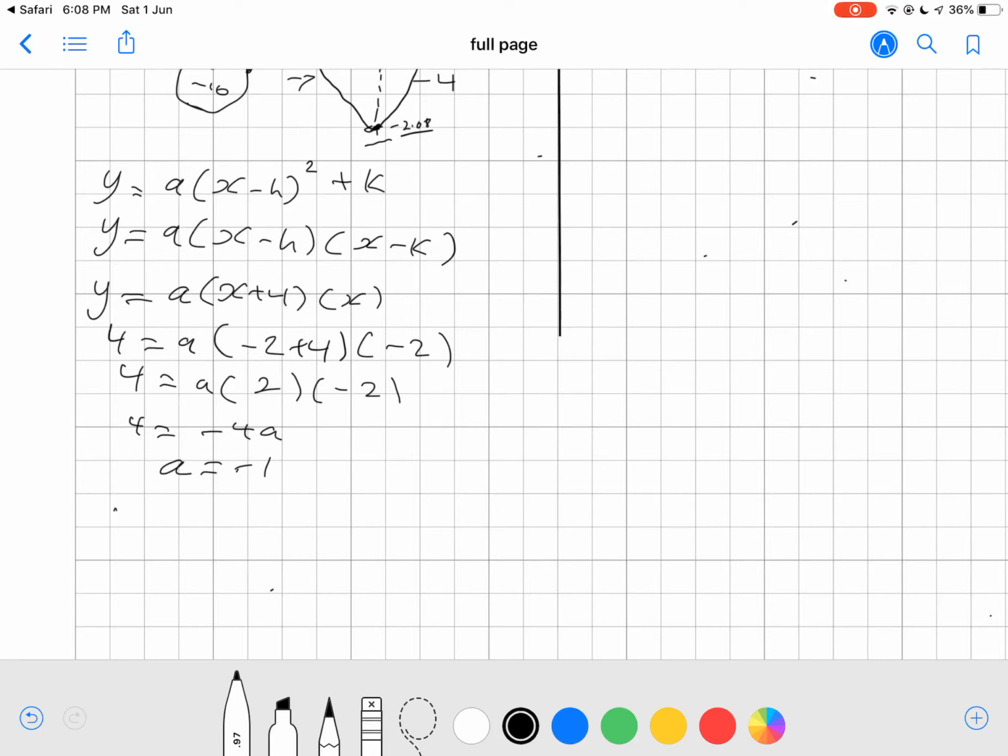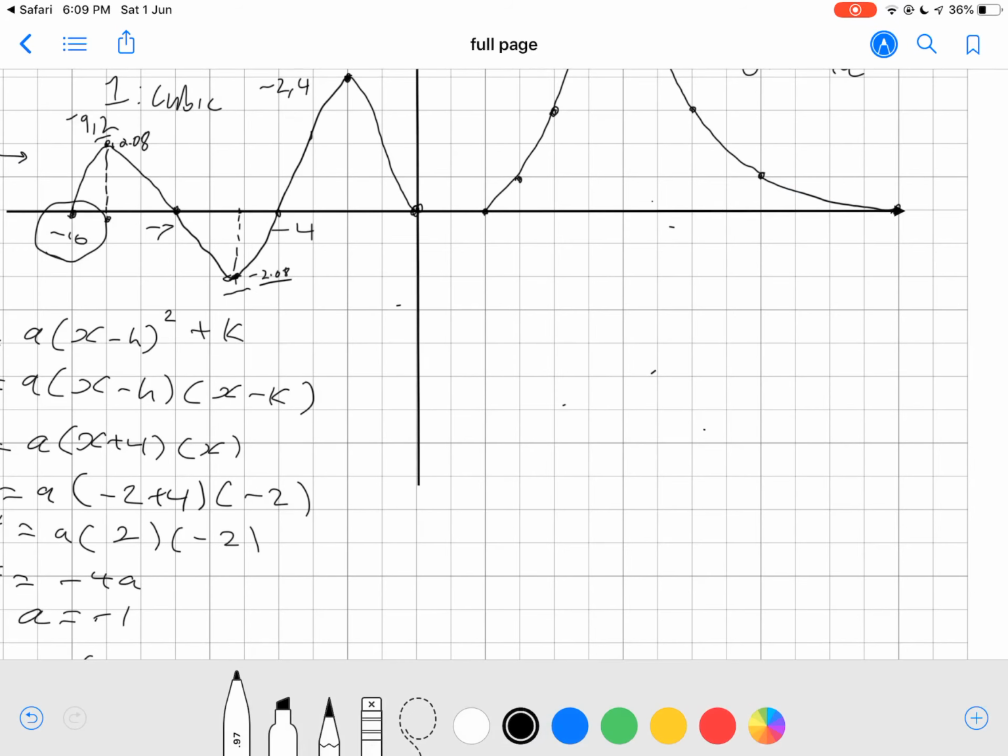So because a is just negative 1, we can rewrite our equation as y equals negative x(x plus 4). That's the equation for our parabola. Now we're going to move on to the features of the graph.